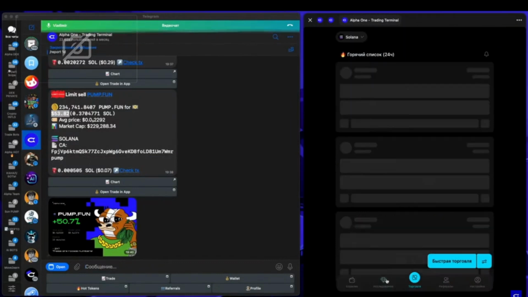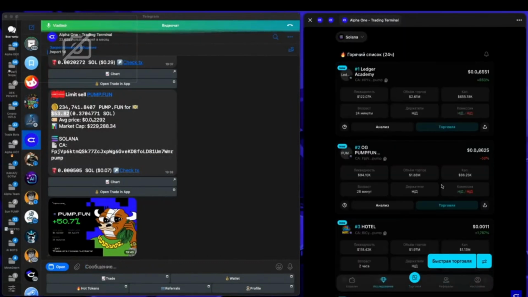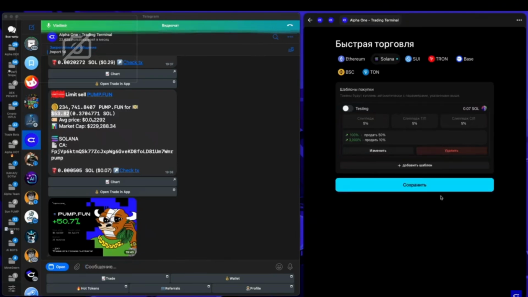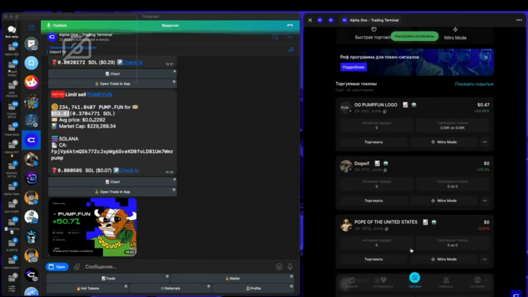Moving on, we have a research section. Now I'm going to take a second. I'm going to turn off this fast trading so that it doesn't interfere with us.